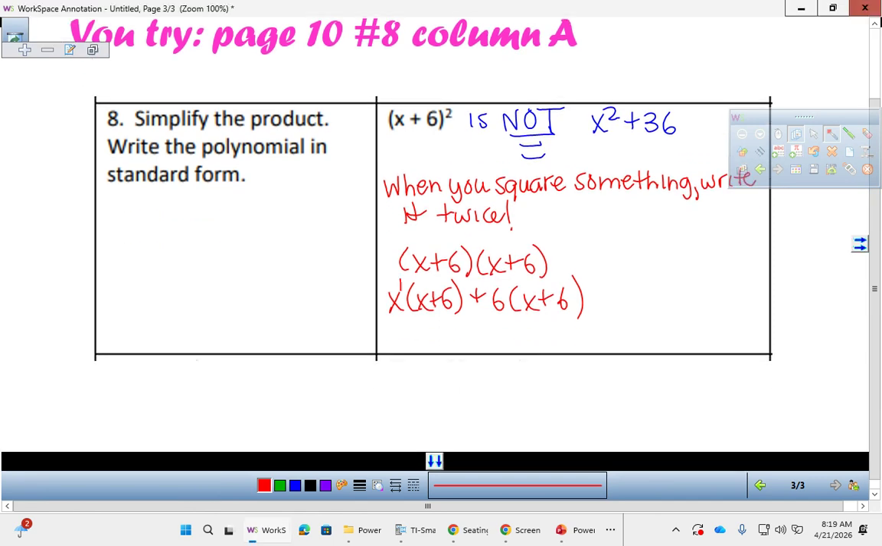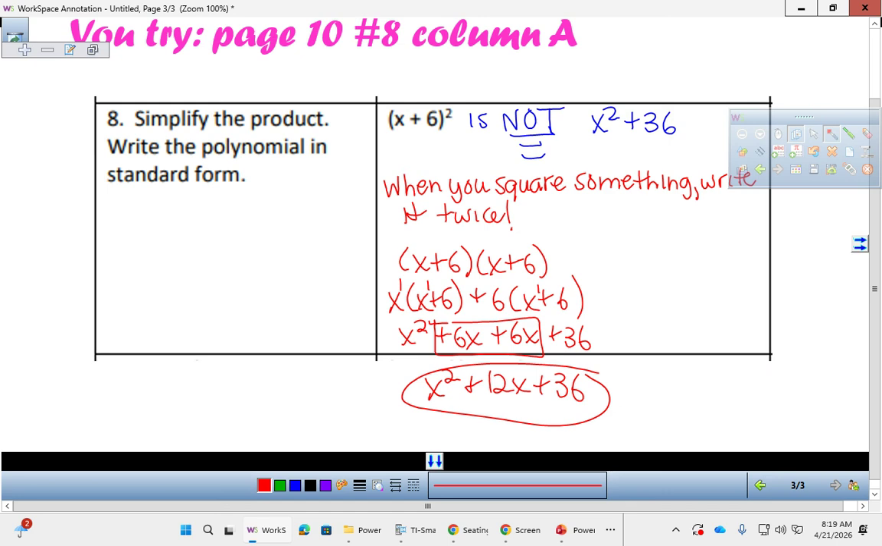I like to add 1s to all of the x's so I don't forget about the degree of 1. So this would be keep the base, add the exponents. 6 times x is 6x. 6 times x is 6x. 6 times 6 is 36. And then I would combine those like terms. X squared plus 12x plus 36 is what I get here.